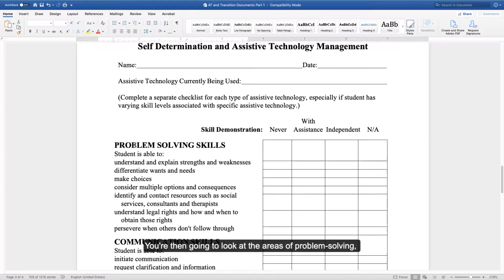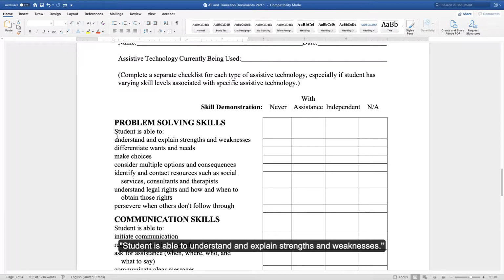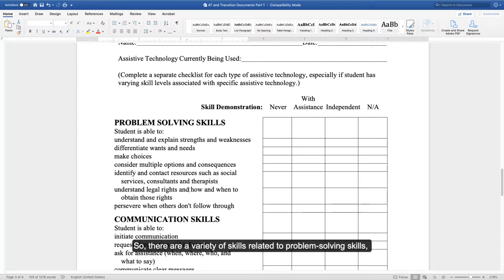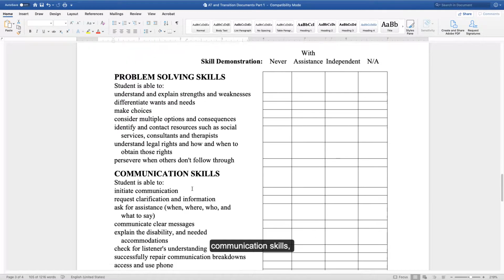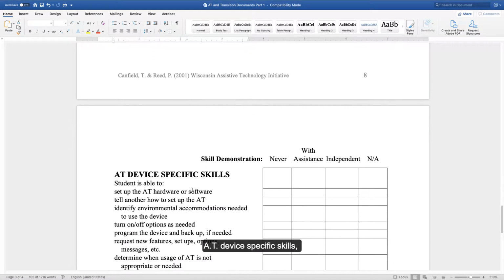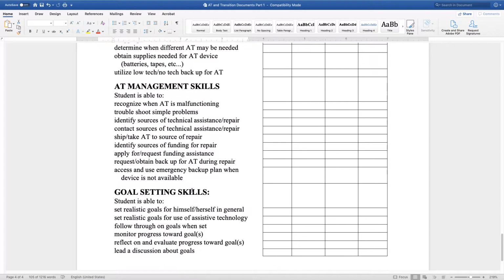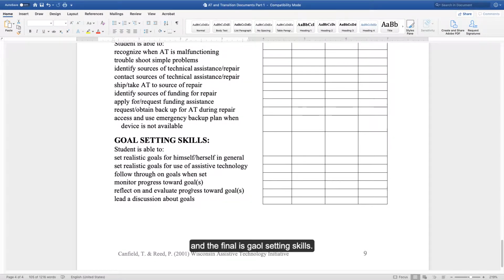You're then going to look at the areas of problem solving. Student is able to understand and explain strengths and weaknesses. You would mark never, with assistance, independent, or not applicable. So there are a variety of skills related to problem solving skills, communication skills, AT device specific skills, and AT management skills. And the final is goal setting skills.